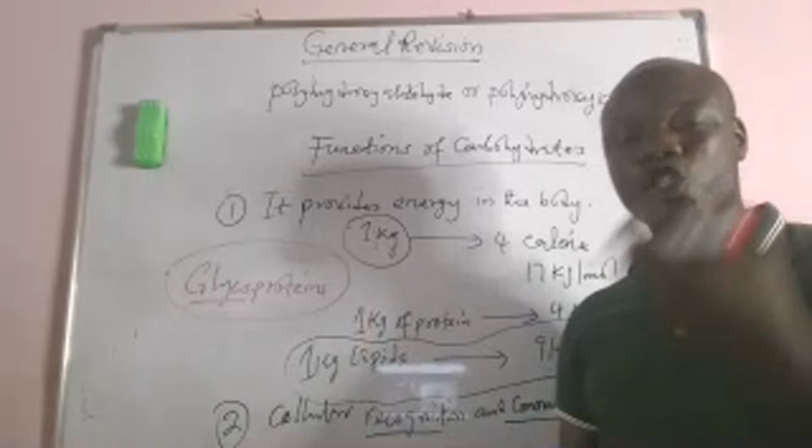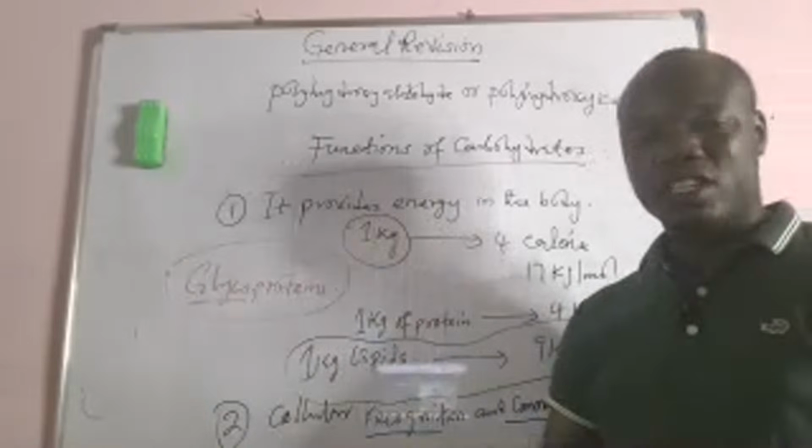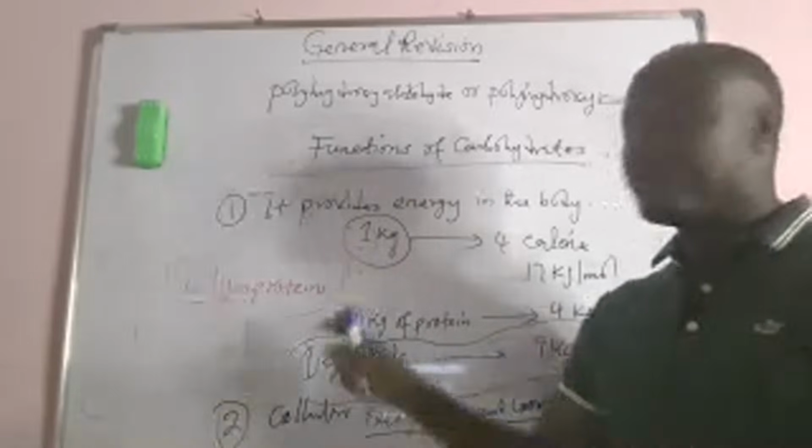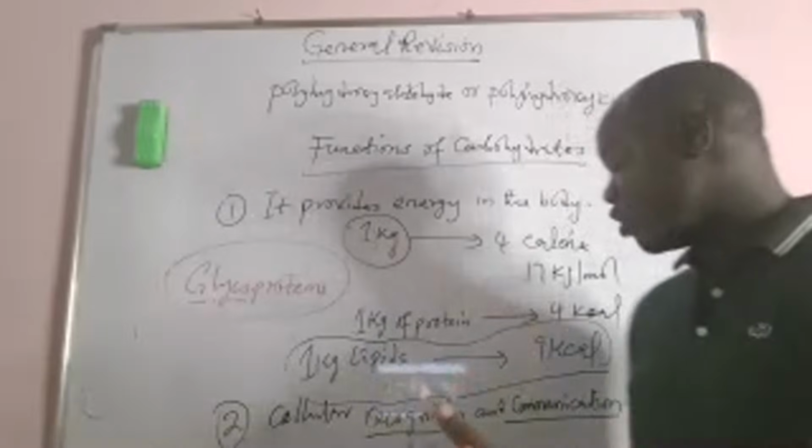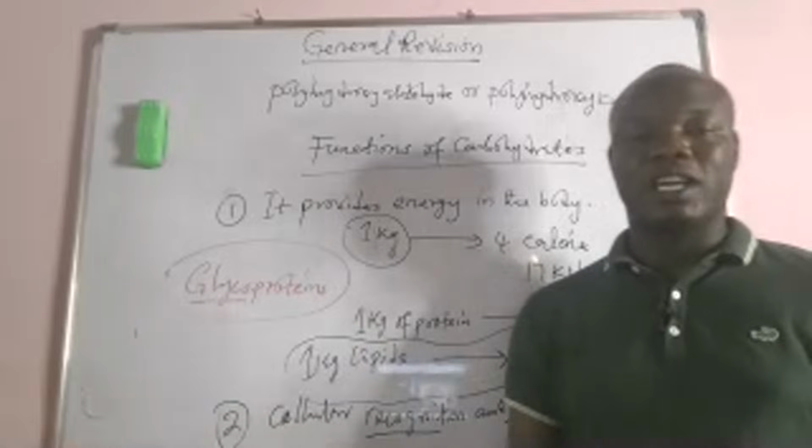So it is actually this sugar or this carbohydrate in combination with proteins on the surface of the cells that help cells to recognize one another and also communicate with one another.